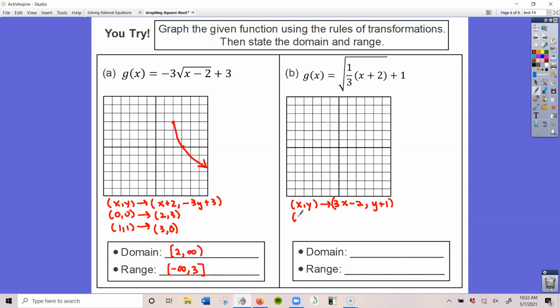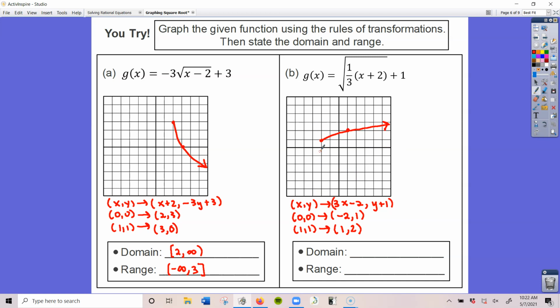Now we use our reference points 0, 0, and 1, 1. When we plug in 0, 0, we get 3 times 0 is 0, minus 2 is -2, and 0 plus 1 is 1. Now when I plug in 1, 3 times 1 is 3, minus 2 is 1, and 1 plus 1 is 2. So I'm going to plot those points, -2, 1, and 1, 2. Remember to follow the order. I started here, so I'm going to go towards that second point, and it's going to curve that way.